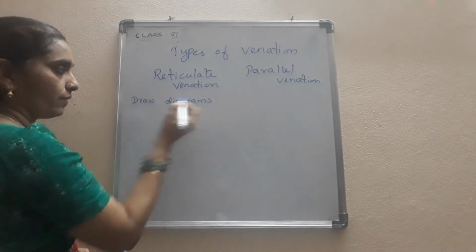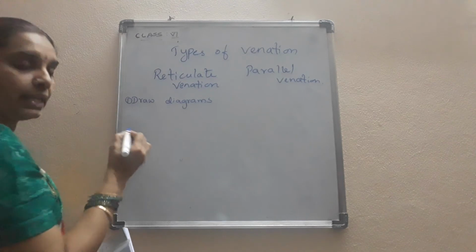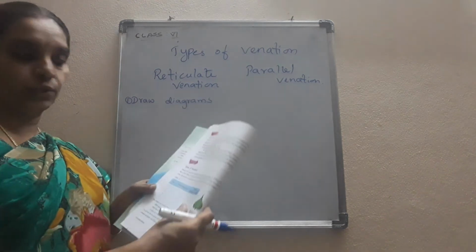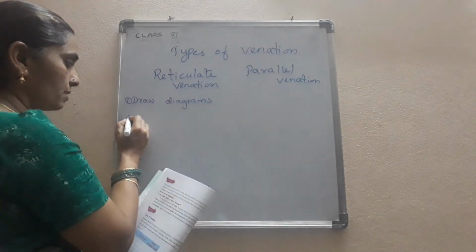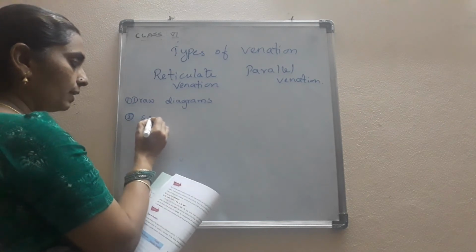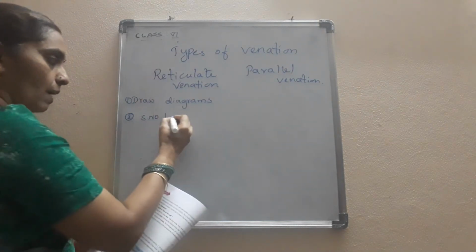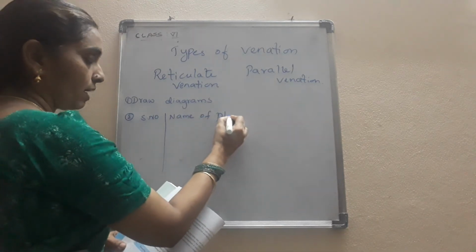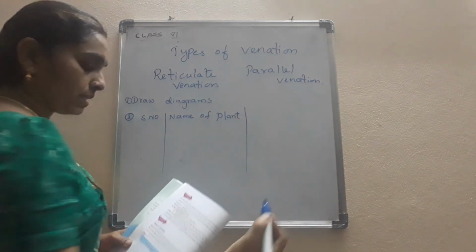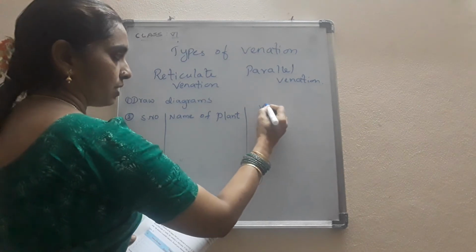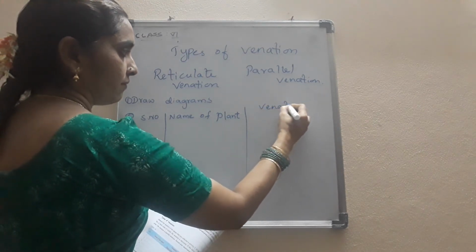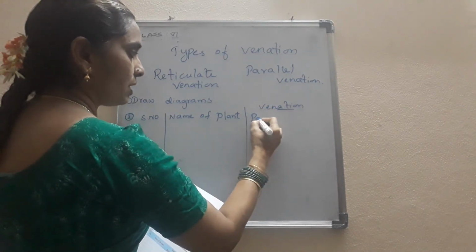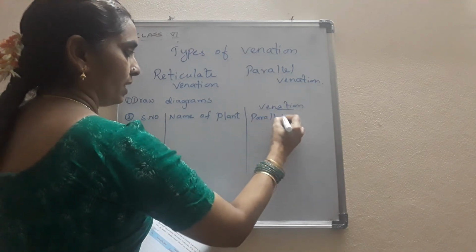First you have to draw the diagrams. Next you have to draw the table. You have to draw the table in such a manner. Second question: serial number, name of the plant that you have observed, observation part. You have observed some of the leaves now, isn't it? You have to write it now. Venation: which type of venation is it? Whether it is parallel venation or reticulate venation.